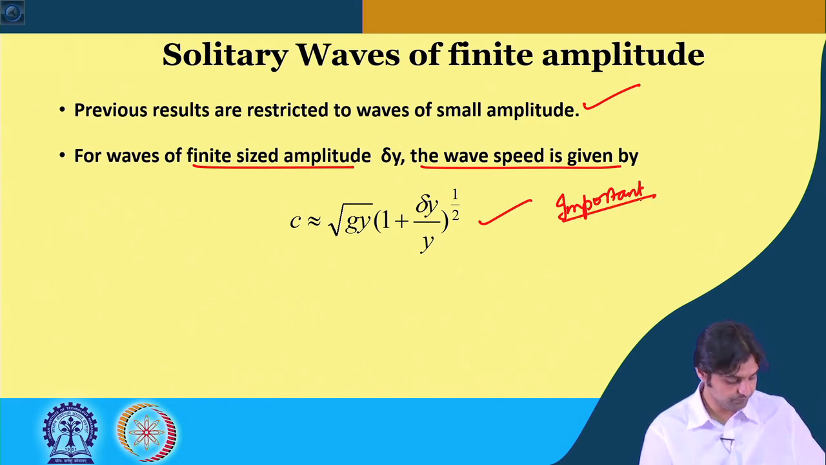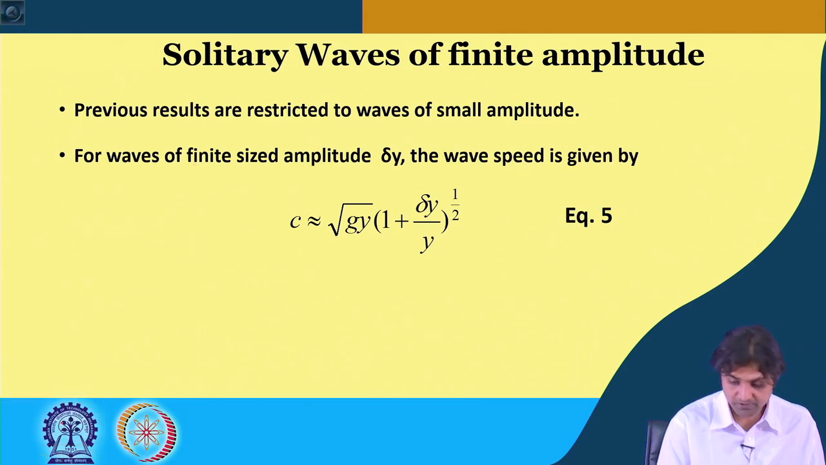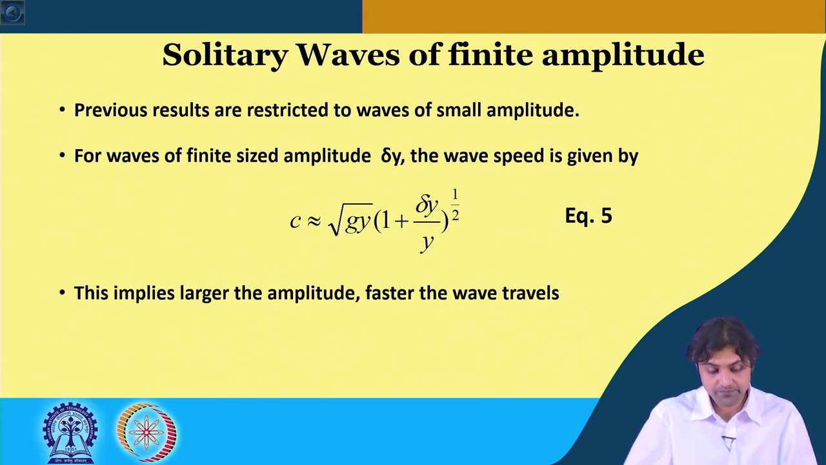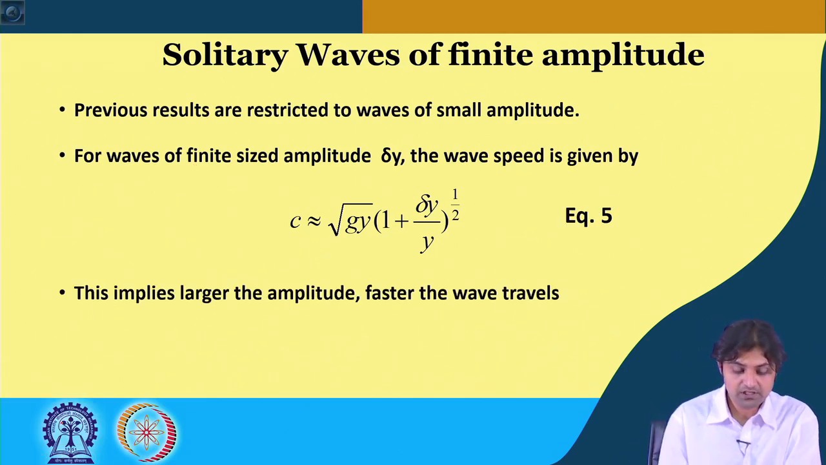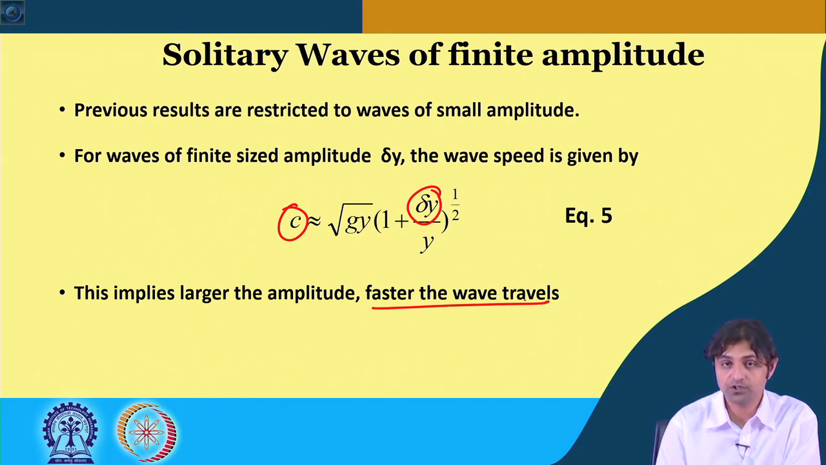All right. And this is equation number 5. I think you should remember this. Now, if you see this equation, this means if the amplitude delta y is larger, C will be larger. This means that the waves are going to travel fast. So, if the amplitude is larger, the waves are going to travel fast.